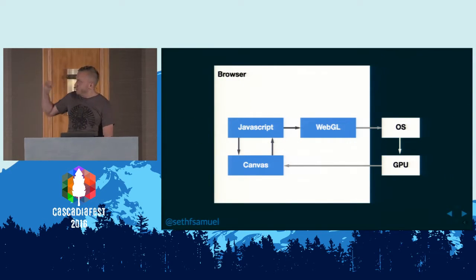Basically, we live in the JavaScript world. There's an API to WebGL where we send off function calls. WebGL packages those up, sends them off to the operating system. They go through the graphics driver to the GPU. The GPU then paints them onto a HTML canvas, which we as JavaScript can then interact with.